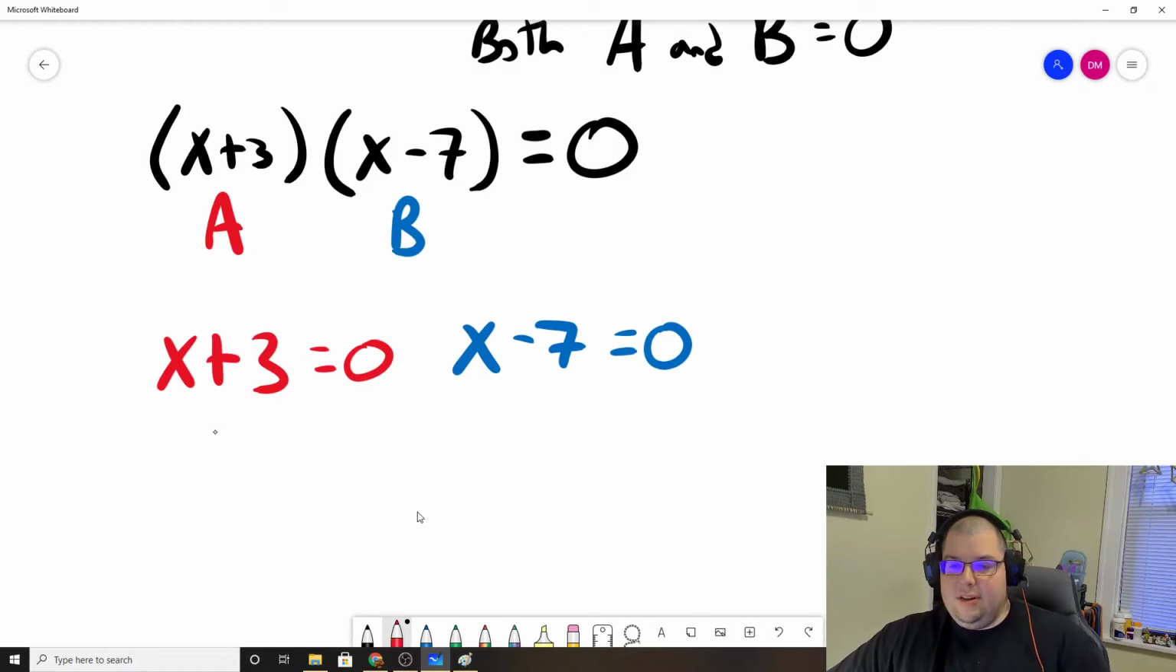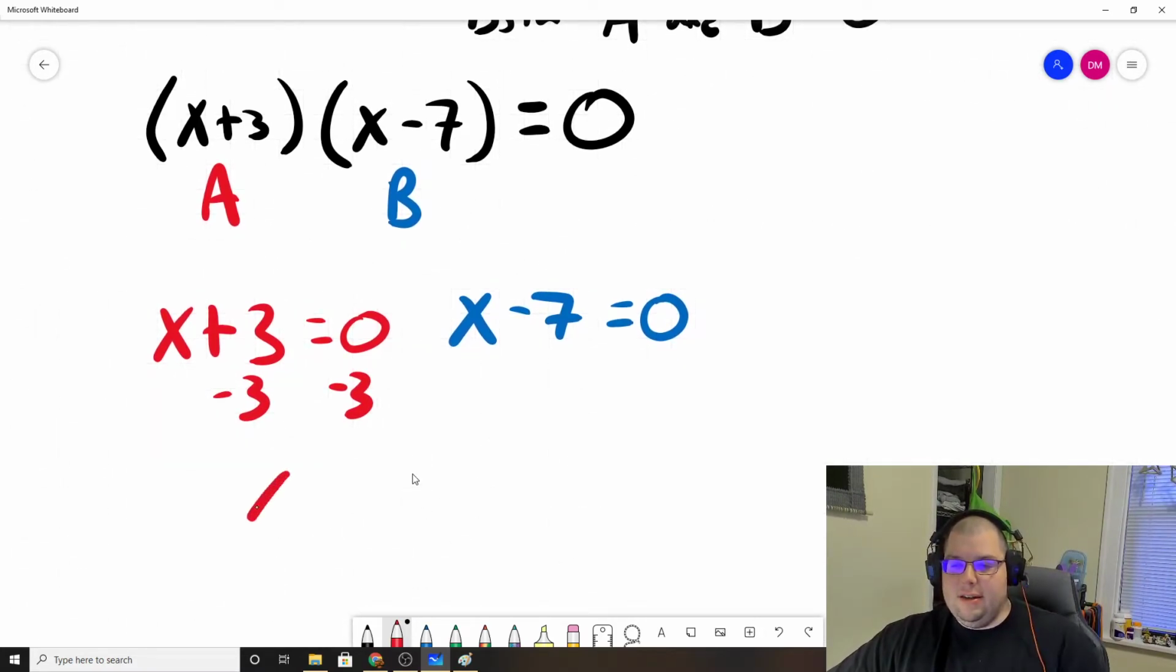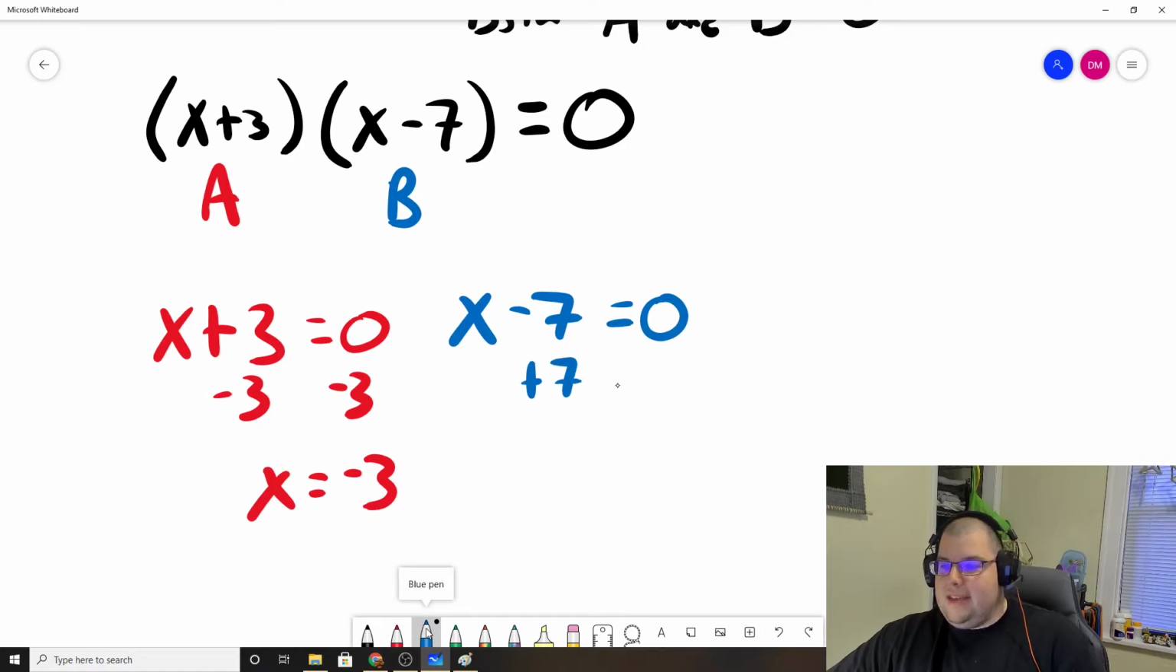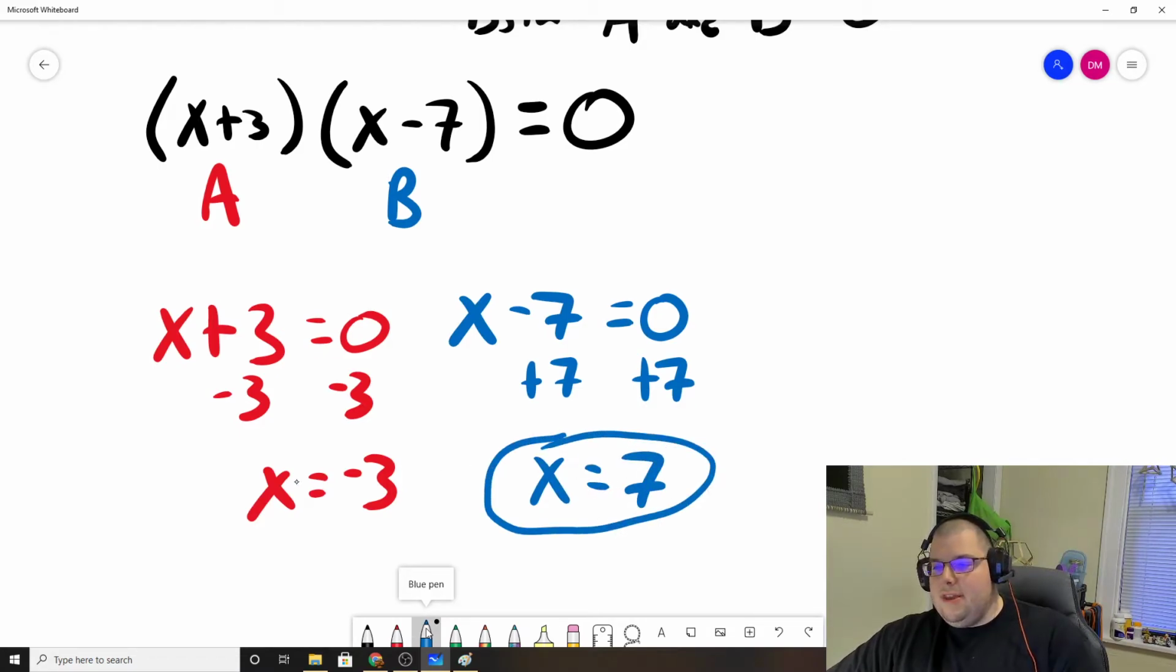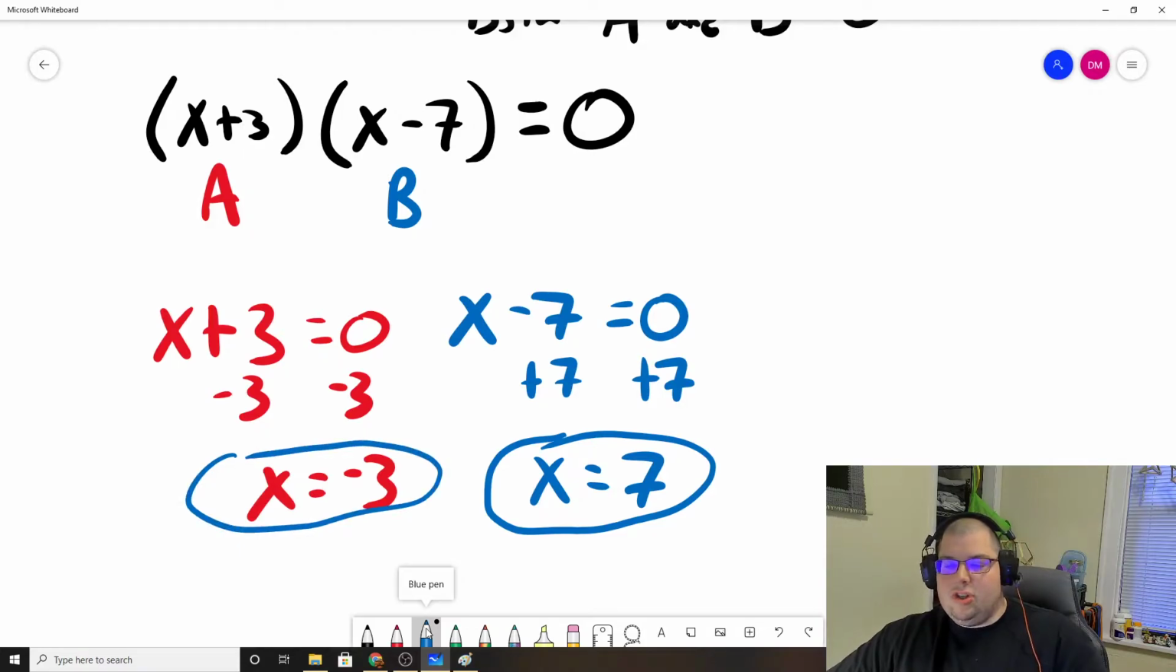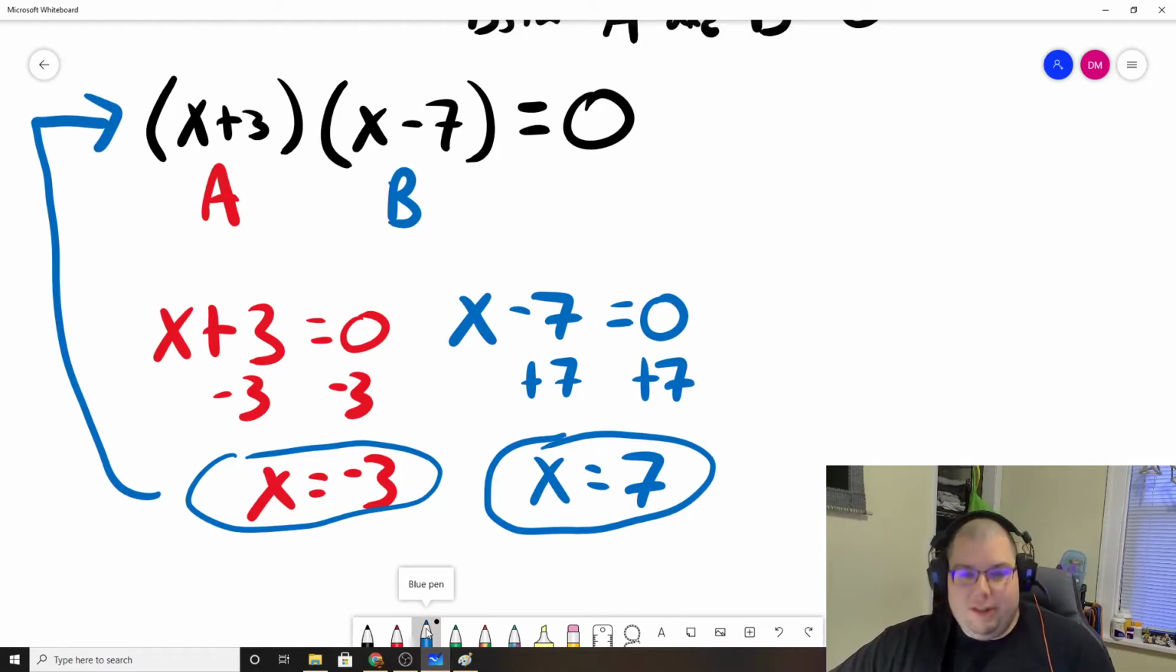In the case of the red, I'm subtracting 3 from each side, and x is equal to negative 3. Or in the case of the blue, I add 7 to both sides to move that negative 7 over, and that tells me x is equal to 7. And there you have it. Those two numbers are the zeros for this factored polynomial.